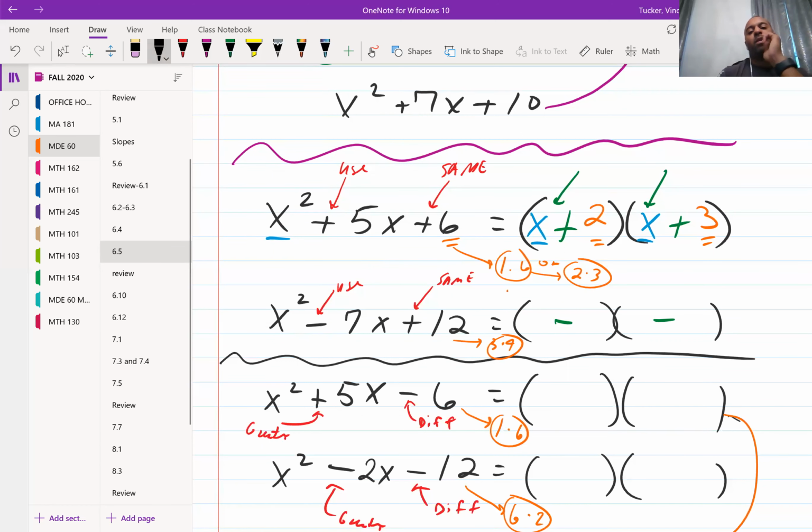Same thought process goes on with that second one. We have x squared, so first term in each is going to be x times x. Now in this next one, the factors of 12 that will add together and give you 7: 4 and 3. Yep, you got it.